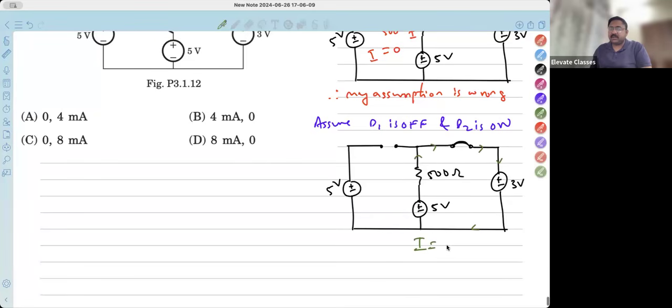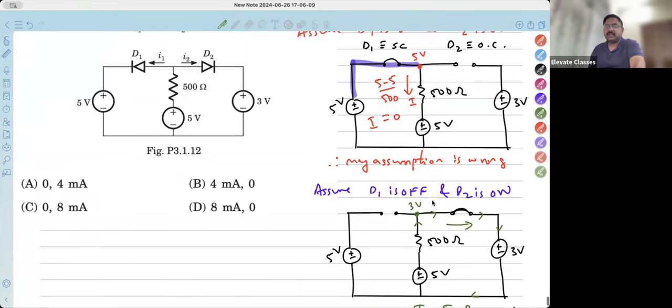What will be the value of current? 5 minus 3 upon 500. Here it is 5 volts, here it is 3 volts, and this whole thing is one node. This is 3 volts. So 5 minus 3 upon 500 is 2 upon 500, which is 4 milliamperes. This current is flowing in this direction.